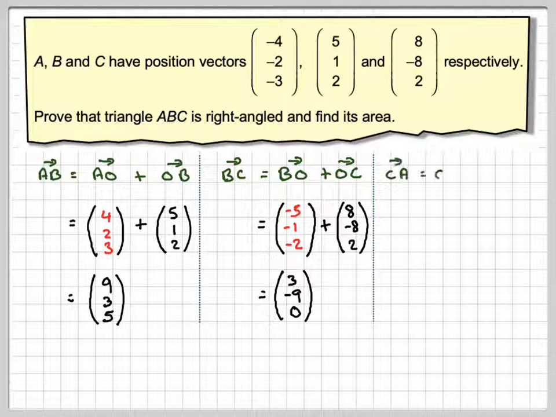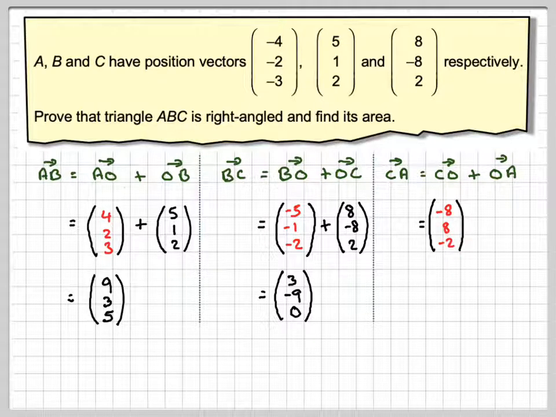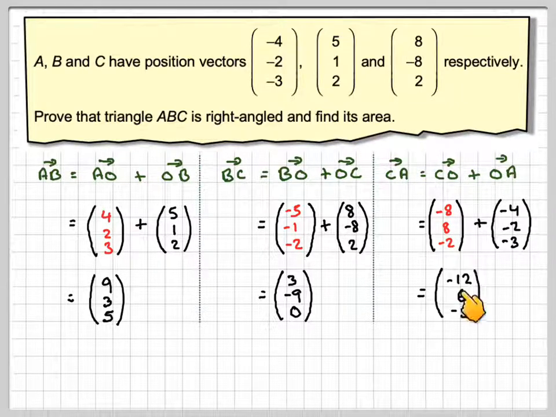And then finally we're going to define vector CA. So it's going against the sign of that one, so it's (-8, 8, -2). You just need to be careful with the signs, and with the sign of that one, (-4, -2, -3). So that's (-12, 6, -5).